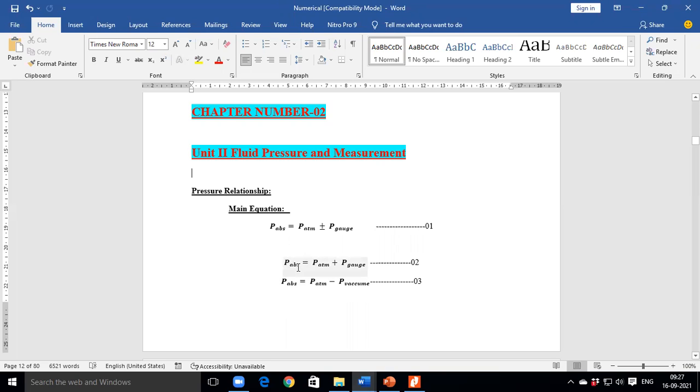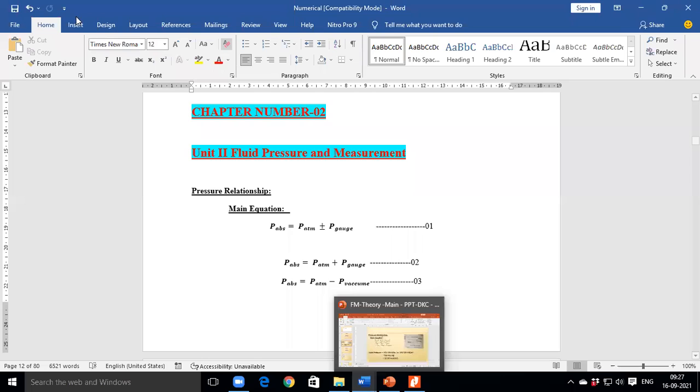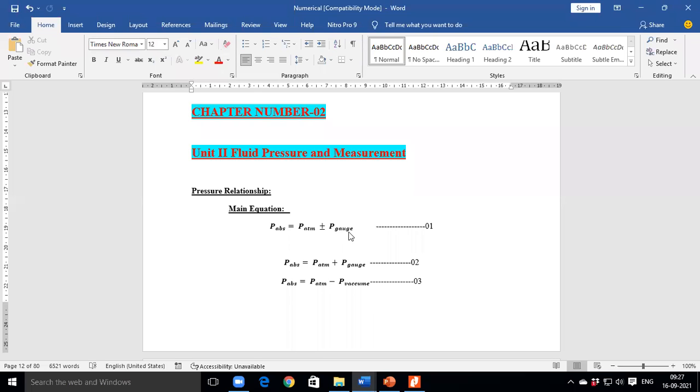Which instrument is used to measure the pressure in the tire? It may be a four-wheeler, a two-wheeler, or a cycle. Which instrument is used to measure the pressure in the tire? Pressure gauge. Is it correct, or is any other instrument used? The pressure gauge is used to measure the pressure inside the tire.